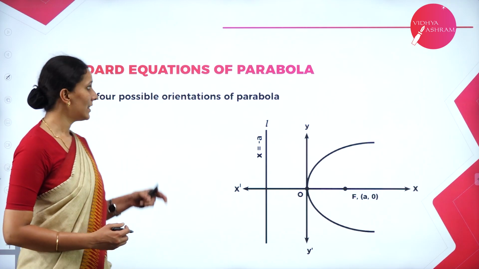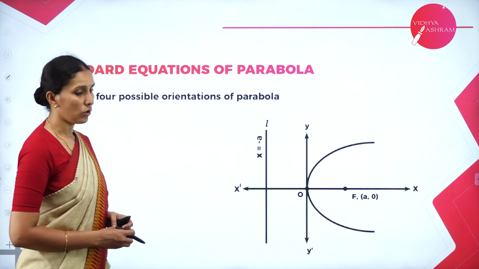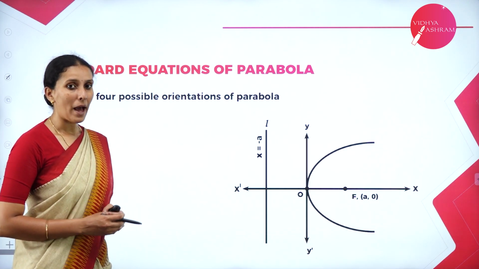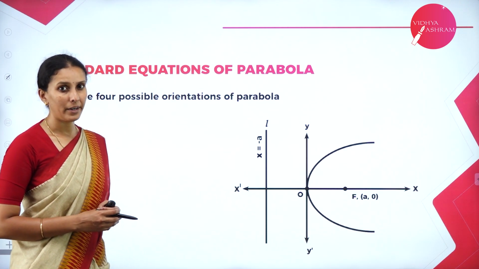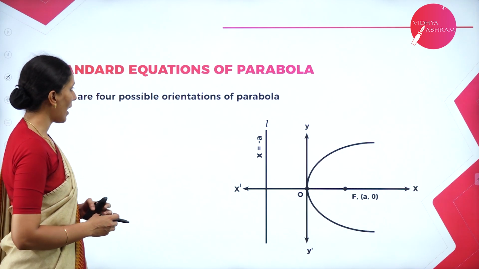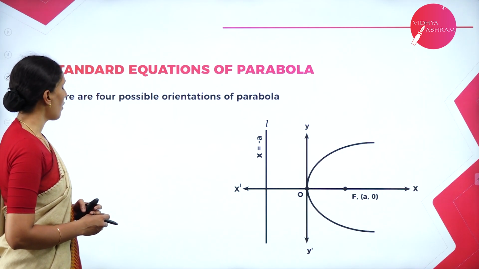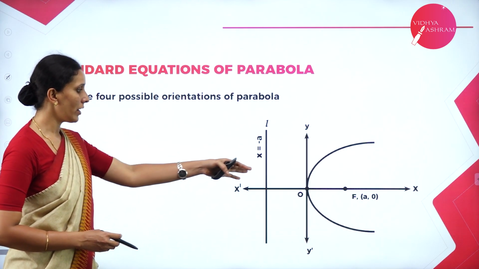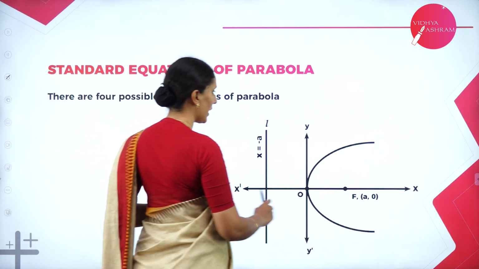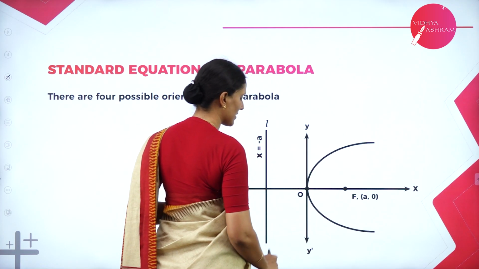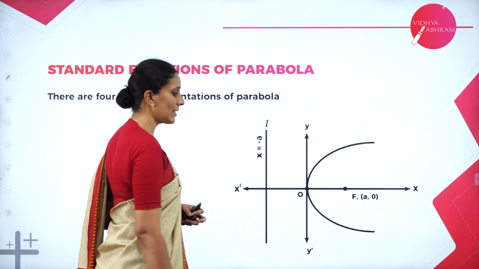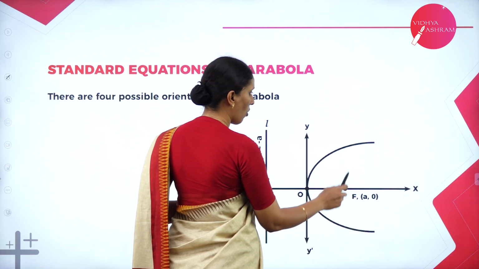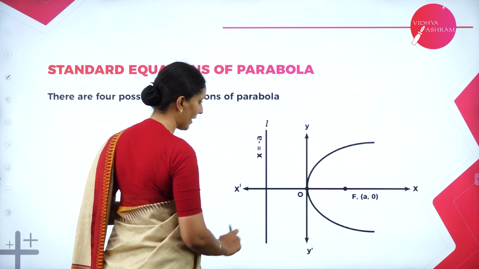Now let us learn the standard equations of the parabola. Depending upon the axis, the parabola is subdivided into four types. There are four possible orientations of the parabola. The first parabola is of this form. Here I have taken the x-axis and y-axis. The intersection of the x and y-axis is the center. And here we can see the focus of the parabola and the line, the directrix.